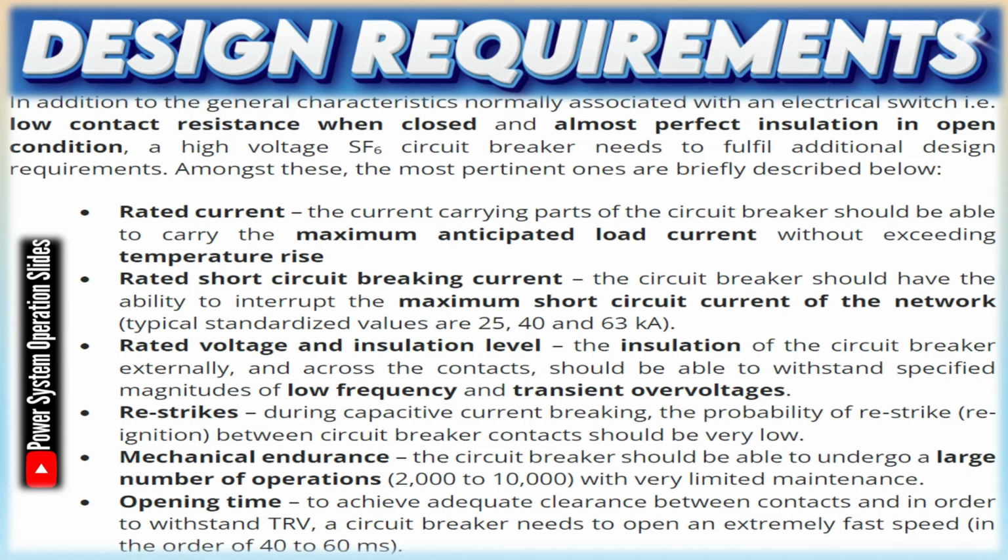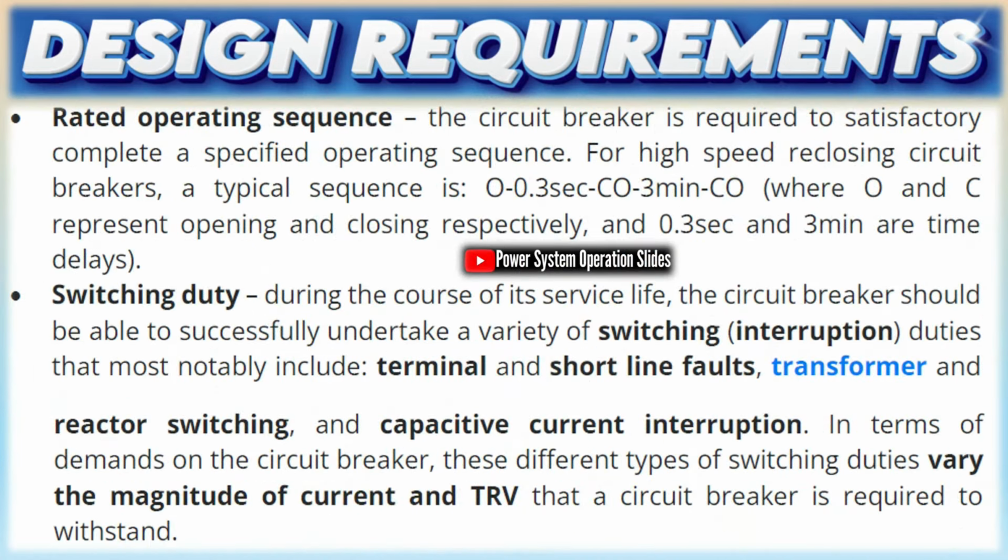Rated operating sequence. The circuit breaker is required to satisfactorily complete a specified operating sequence. For high-speed reclosing circuit breakers, a typical sequence is O-0.3 seconds-CO-3 minutes-CO, where O and C represent opening and closing respectively, and 0.3 seconds and 3 minutes are time delays.